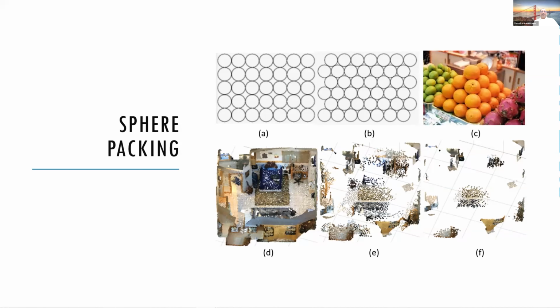A is a regular grid, B is that hexagonal grid, C is just an example showing this sphere packing. D is original data. It's LiDAR, I think Kinect data, of an indoor scene. E is using a regular pattern of oranges or spheres. F is actually using sphere packing, hexagonal. Interesting, right? You have less error.